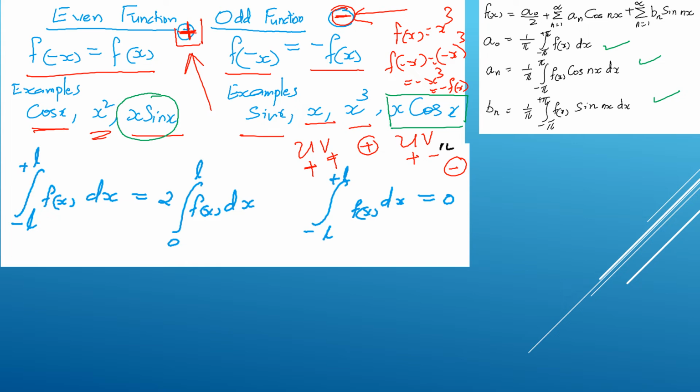Now here you can see the integral from minus L to plus L. We can represent it as 2 times the integral from 0 to L of f of x dx. And also for the odd function, the integral from minus L to plus L of f of x dx is equal to 0.